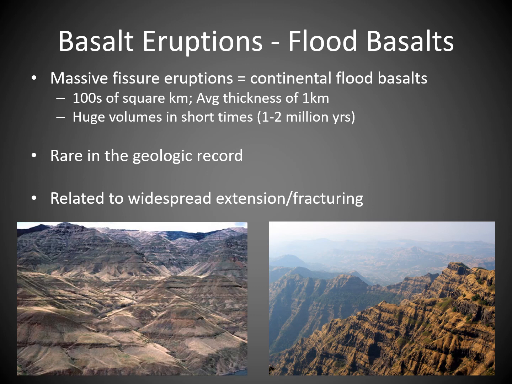They're fairly rare in the geologic record, but over the last 4.6 billion years, there's been dozens of these things. And they tend to happen in areas that are undergoing extension. So in eastern Washington, we have an extensional area, and you tend to get rift zones or cracks in the Earth's surface that allow magma to pour out in great quantities. Here you can see some stacks of lava flows. I believe these are from India.